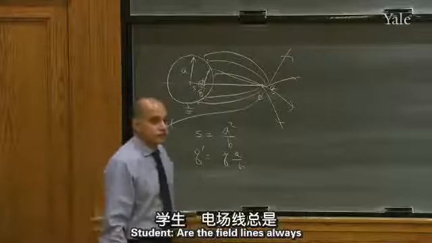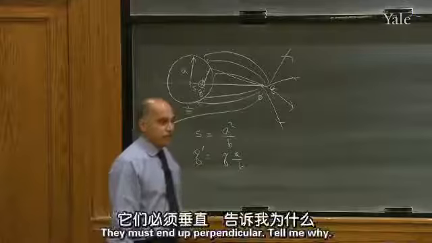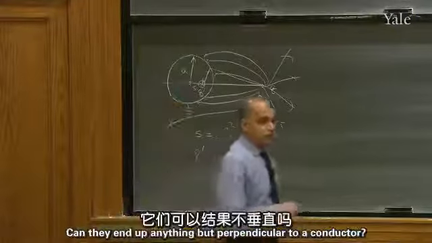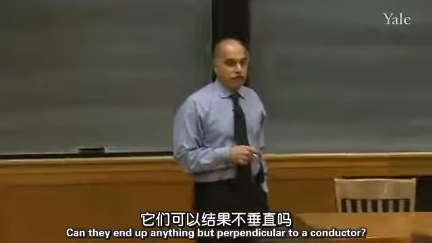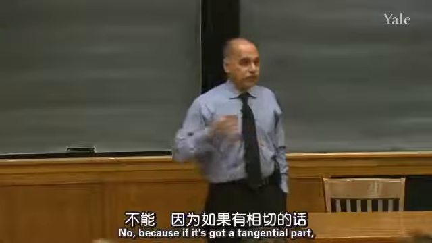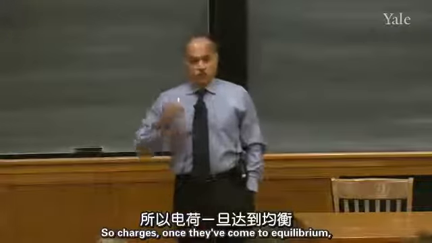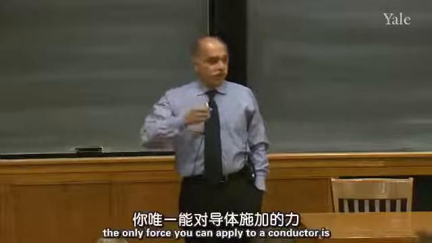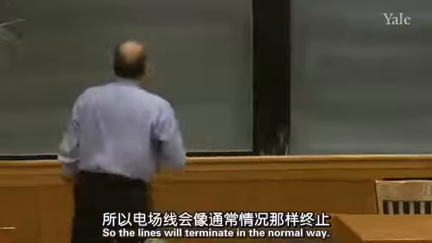Yes? Are the field lines always perpendicular to the surface of the conductor? They must end up perpendicular. Tell me why. Can they end up at anything but perpendicular to a conductor? Oh, right, no. No, because if it's got a tangential part, it'll move the charges. So charges, once they've come to equilibrium, the only force you can apply to a conductor is normal to the surface. So the lines will terminate in the normal way.